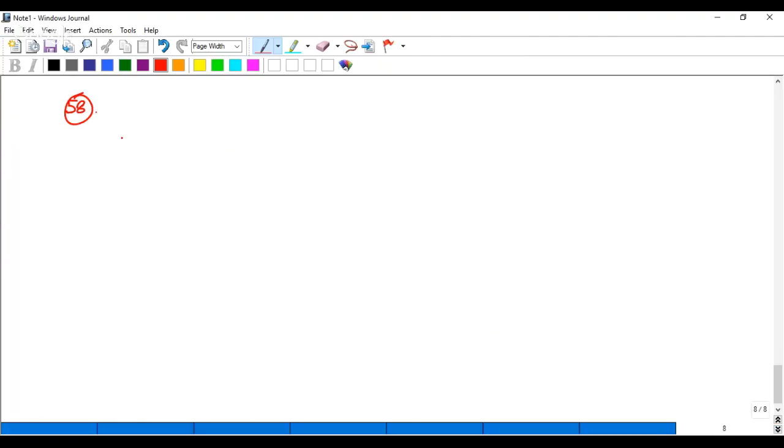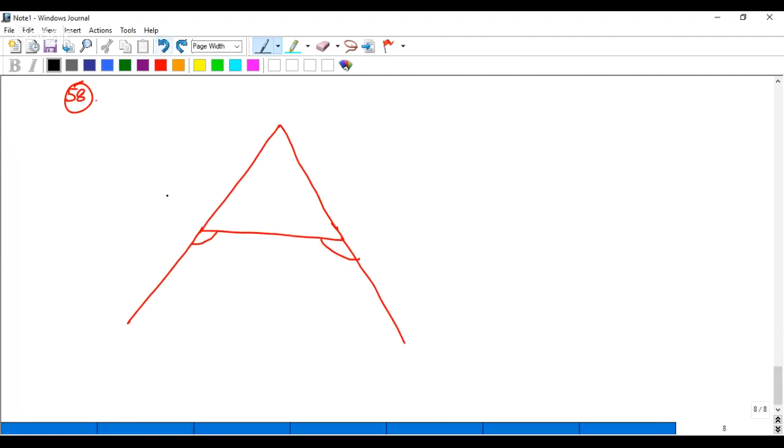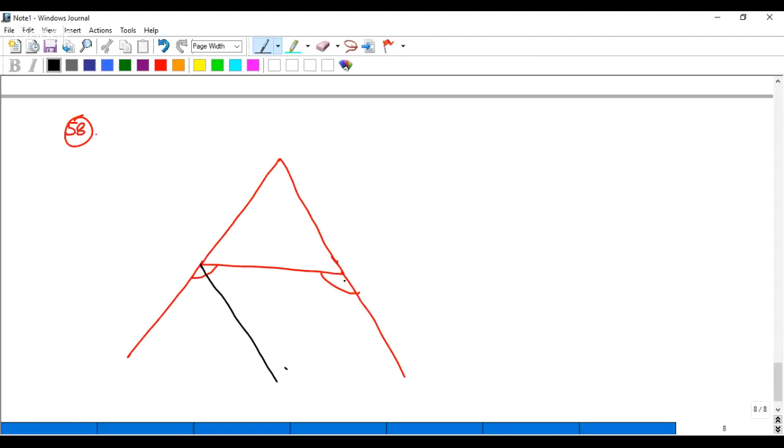58. The angle between the external bisectors of two angles of a triangle is 60 degrees. So suppose I take this as a triangle, extend any two sides, this is the exterior angle of this angle and this is the exterior of the other angle. And he's saying these two angles are bisected. This is one angle bisector, this is the other angle bisector. And the angle between the angle bisectors here is given as 60 degrees.